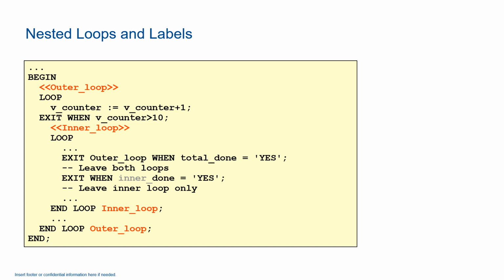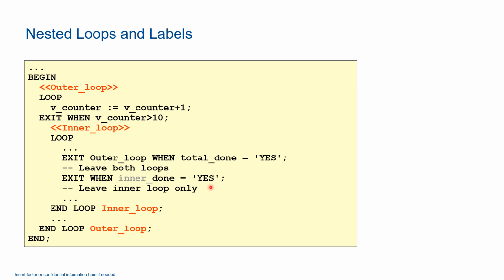So here is an example of nested loops. You can see this is the outer loop. v_counter plus 1, so every time we are adding one row. Exit when the counter is less than 10. Suppose it goes inside this. At the first time it is 0, and 0 plus 1 is equal to 1. It will enter here. Exit outer loop when total done is equal to yes. Leave both loops. Exit, it will leave both the loops.